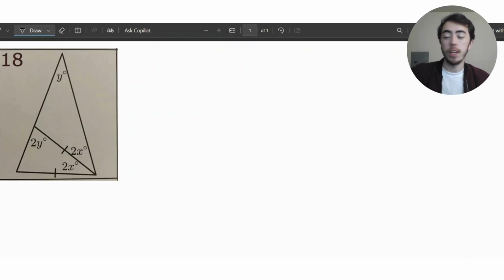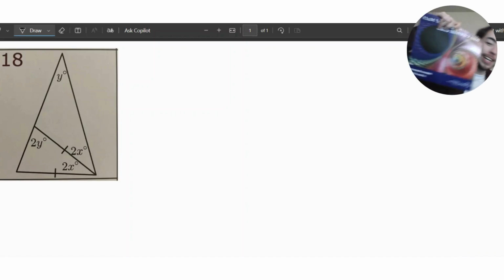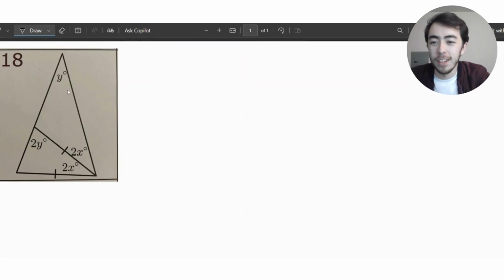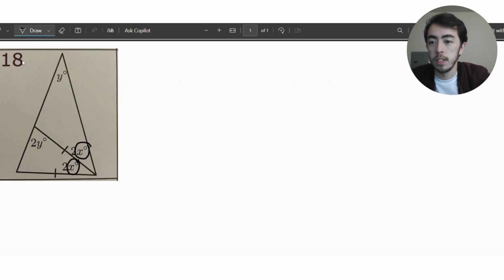Today is February 18th, and we got problem number 49 to solve from that Daily Epsilon calendar. All right, we got a geometry problem. We are given stuff about the angles. Looks like these two sides are congruent. And ultimately, we need to solve for x. Apparently, x is 18, so that's today's date.